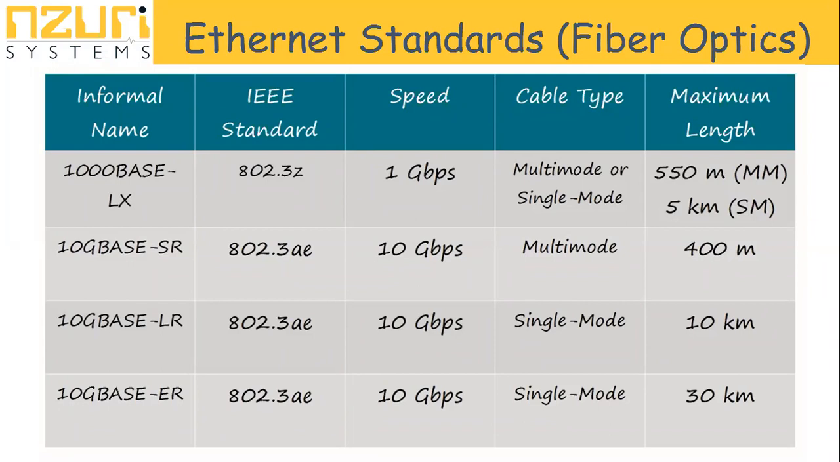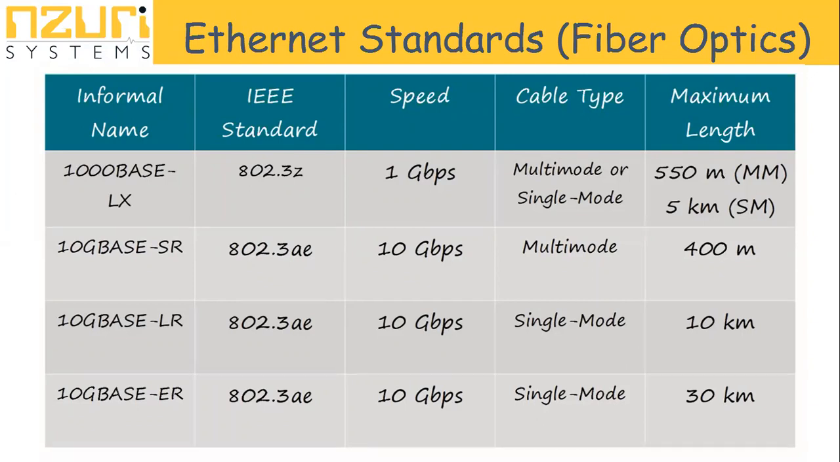And the informal name we get for this is 1,000 base LX. Get it? The 1,000 here refers to the speed you get. The base here tells you it's baseband, and the LX lets me know the type of fiber optic cable that I'm going to be using. The speed is 1 gigabit, and for the cable type you can use either multi-mode or single mode fiber. If I'm using multi-mode, I can go only up to 550 meters. But if I choose to use single mode, I can go up to 5 kilometers. You see the difference there.